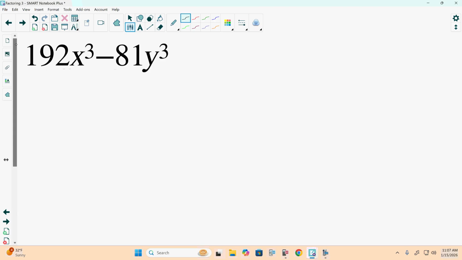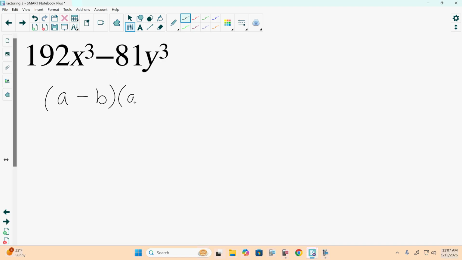With this one here, we have 192x cubed minus 81y cubed. So looking at this here, we do have the possibility of a difference of 2 cubes. In the general form, we'd have a minus b. The sign would be the same.